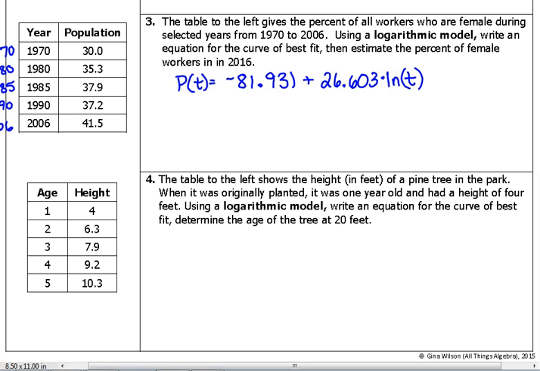Okay, then estimate the percent of female workers in 2016. So what did we plug in for 2016? 116, thank you. 116. So negative 81.931 plus 26.603 times ln of 116.